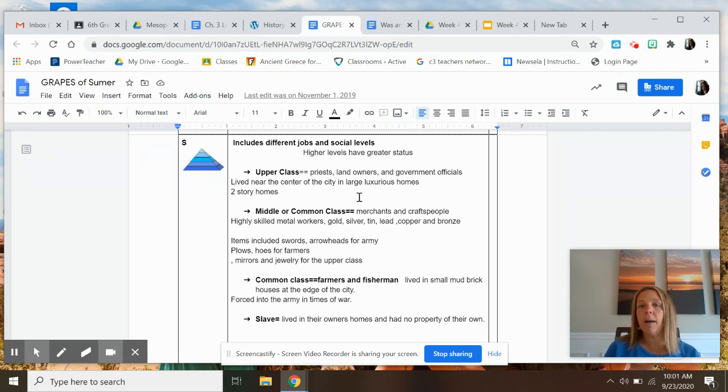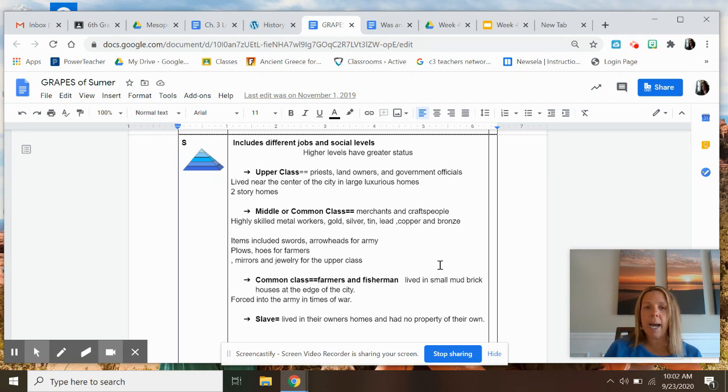The middle or common class included the merchants, craftspeople, highly skilled metal workers: gold, silver, tin, lead, copper, and bronze. So those are the metals that those metal workers are using, and they're providing products to this upper class of people. Some of those items include swords, arrowheads, plows, hoes for farmers, mirrors, and jewelry for the upper class. So the upper class of people are going to be privy to the better material items.